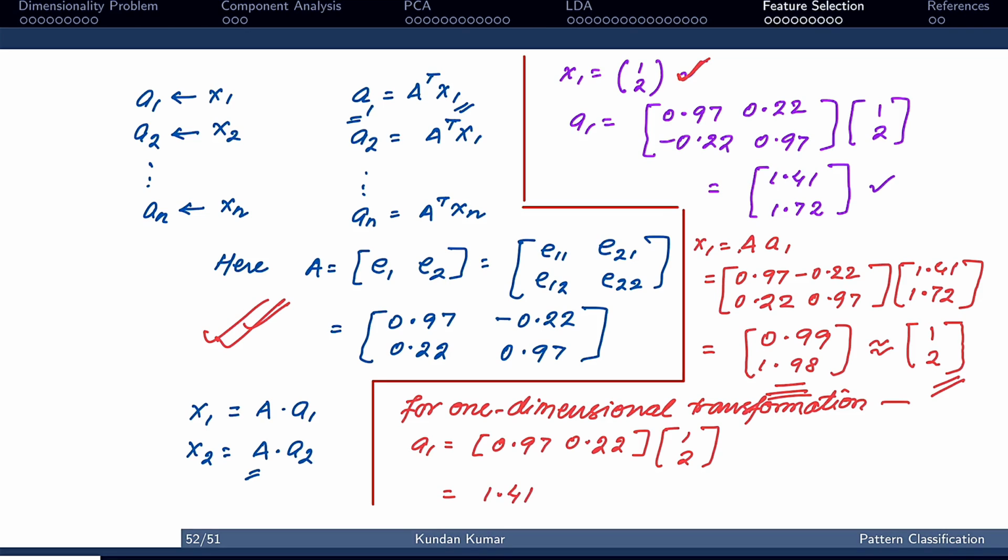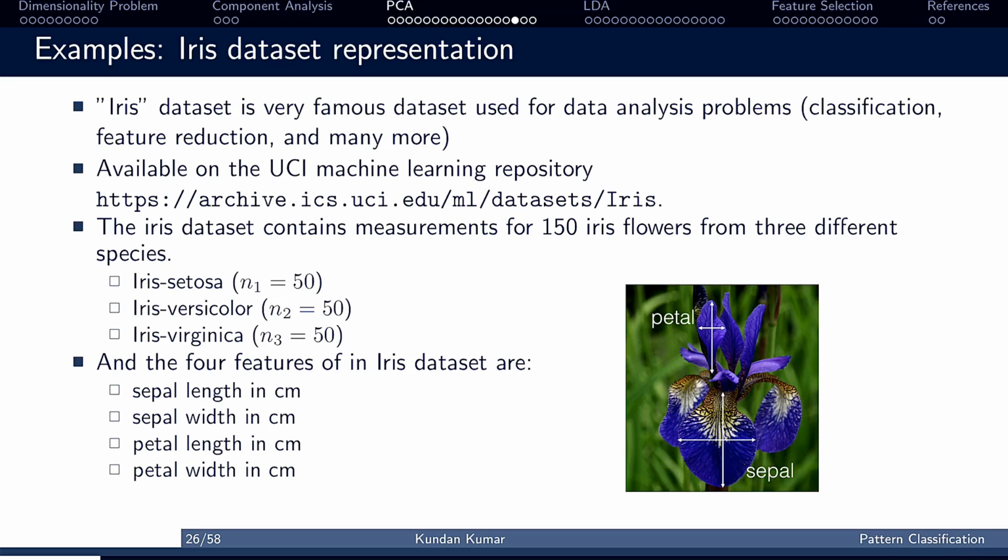So, again we can reconstruct x1 using this term, but this time we cannot reconstruct the exact value using only the one-dimensional representation. So, whatever we represent and whatever reconstruction is done, that will be basically in the least square sense. So, let us see this iris data set representation.